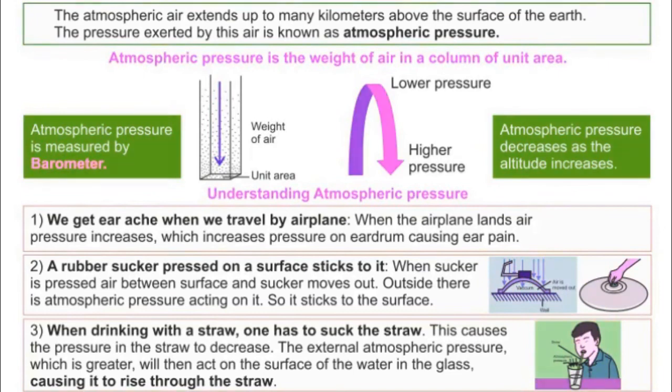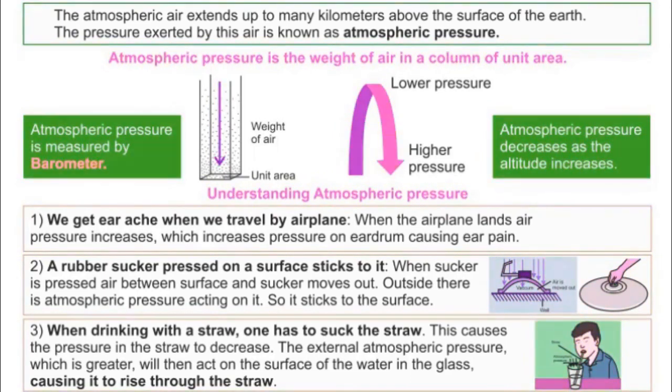Atmospheric pressure. The atmospheric air extends up to many kilometers above the surface of the earth. The pressure exerted by this air is known as atmospheric pressure. Atmospheric pressure is the weight of air in a column of unit area. Atmospheric pressure is measured by a barometer. Atmospheric pressure decreases as the altitude increases.